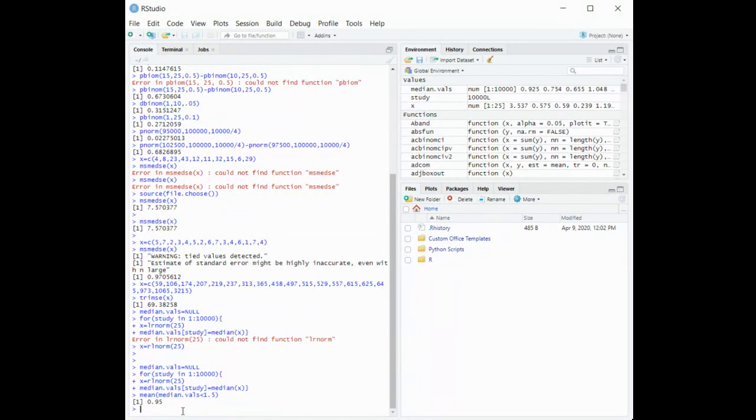So that is what we get for that one. This is the probability that we will have values less than 1.5, so it's 0.95.